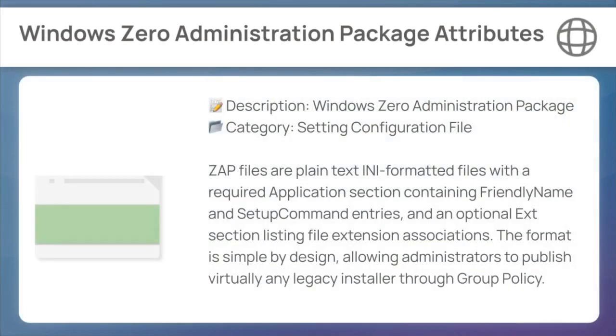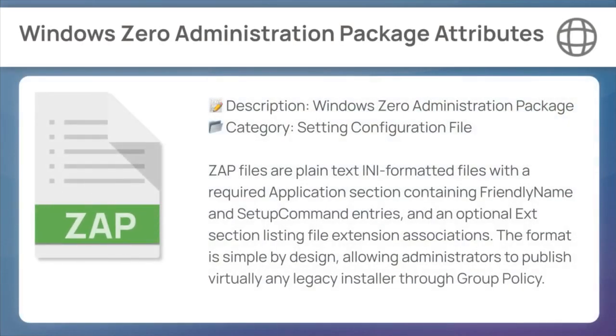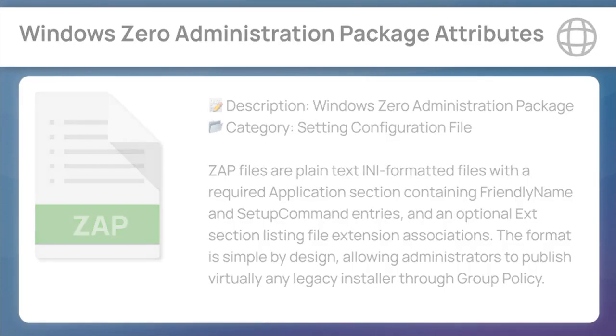ZAP files are plain text INI formatted files with a required application section containing FriendlyName and SetupCommand entries, and an optional ext section listing file extension associations. The format is simple by design, allowing administrators to publish virtually any legacy installer through group policy.